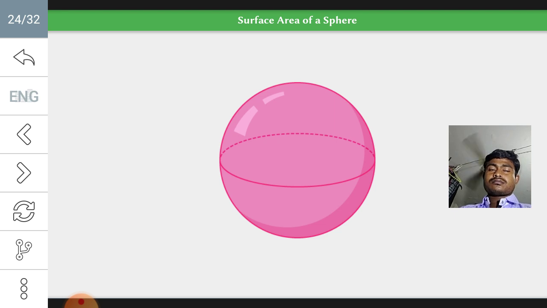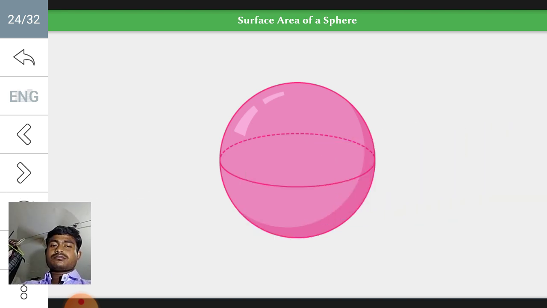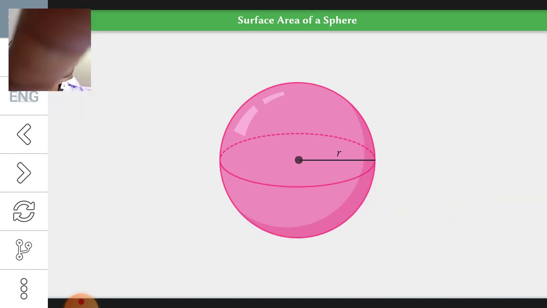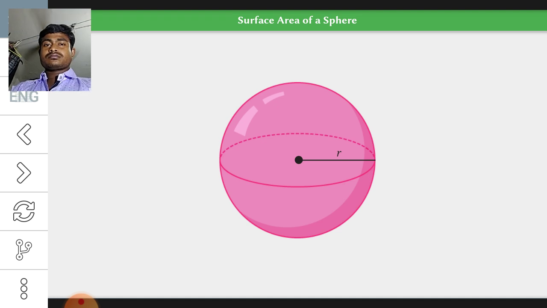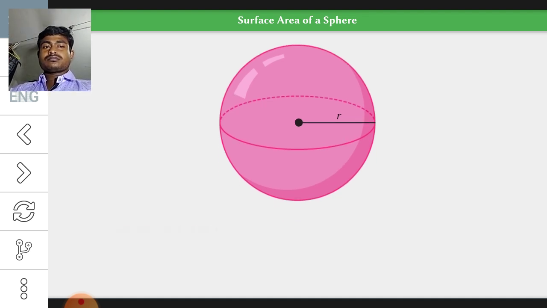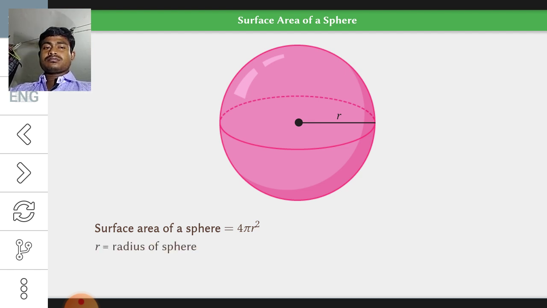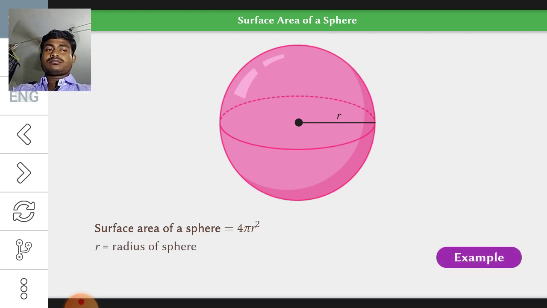A sphere is a solid in which all the points on its surface lie at a constant distance called the radius from a fixed point called the center of the sphere. The surface area of a sphere is given by the formula 4 pi r squared. Here, r is the radius of the sphere. Tap the button to understand this better with an example.